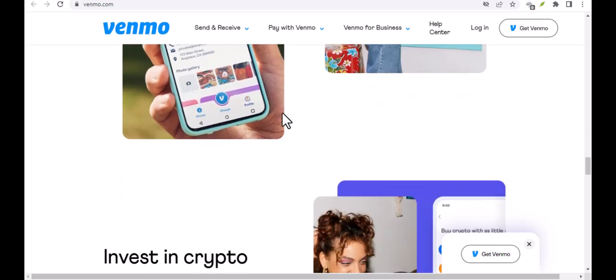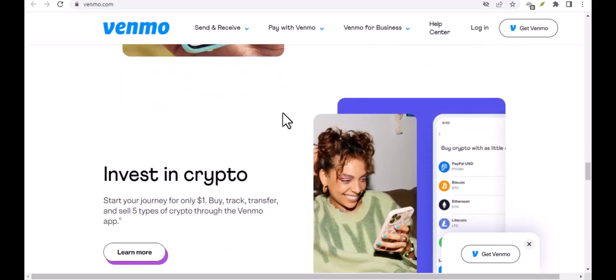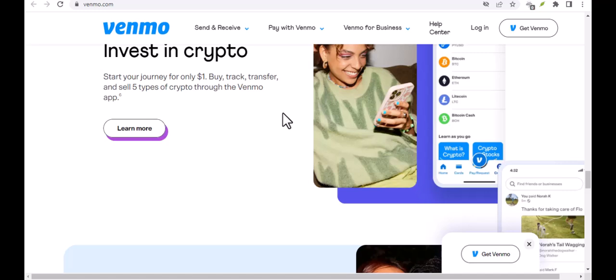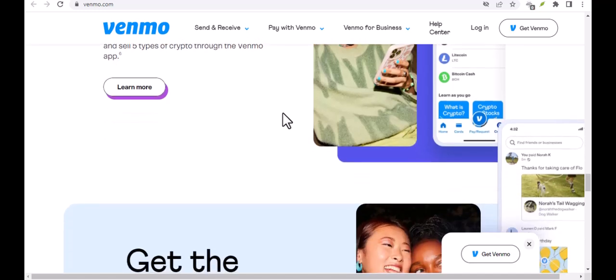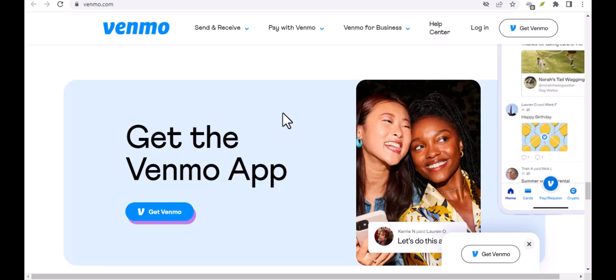However, there are a few scenarios where you might have a chance of getting your money back. Scenario 1, pending payments. If the payment is still pending, you might be able to cancel it. This usually happens when the recipient hasn't accepted the payment yet, or if there's a delay in processing. Look for a cancel option in your Venmo transaction history. This is your best chance to undo the mistake, so act fast.